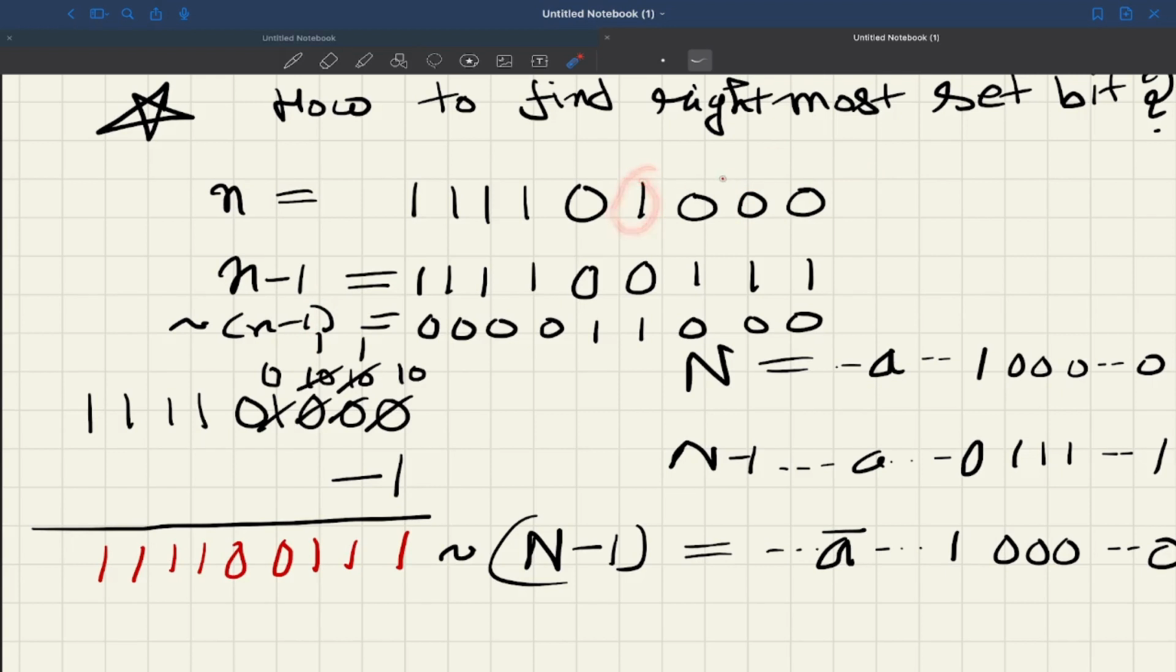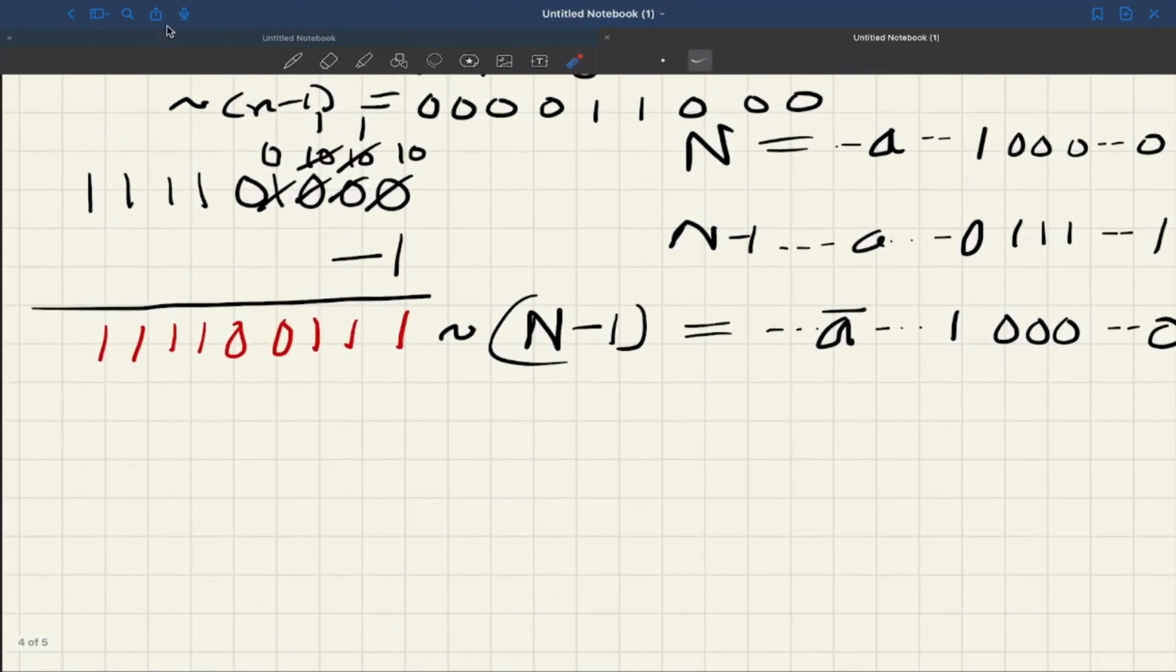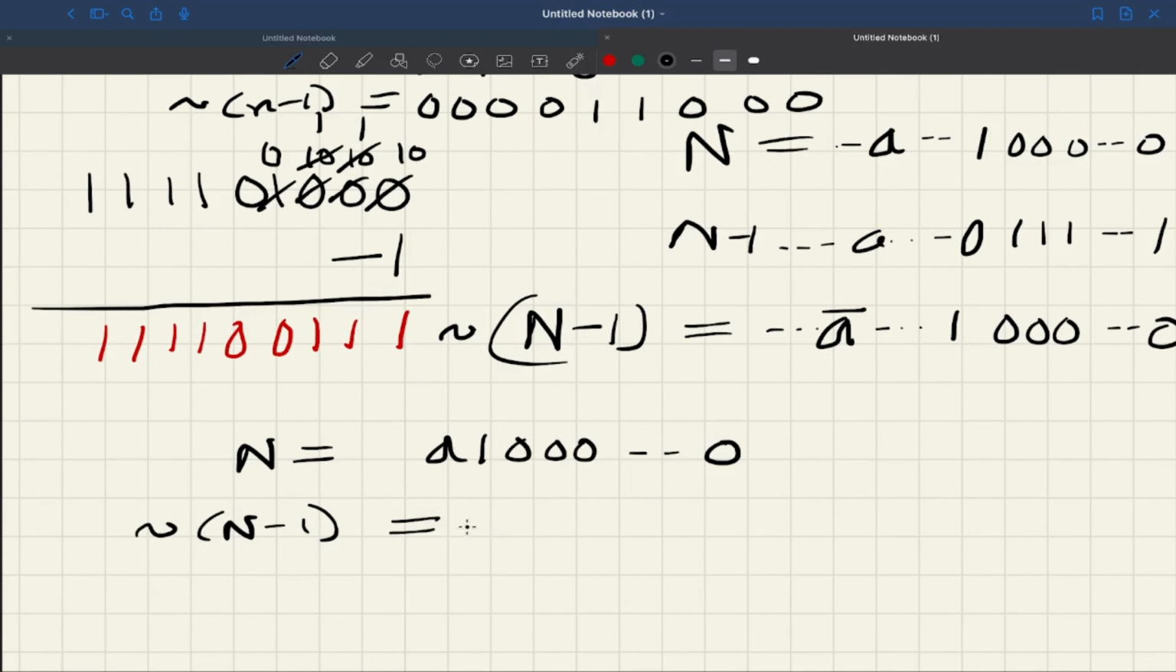So before this one, all the bits after this one are 0, and they are 0 in the negation of n minus 1 also. And before this one, whatever bit I have here will become complemented in the negation of n minus 1. So in general, I can say that any number n of the form a 1 0 0 0 will have its negation of n minus 1 be a complement 1 0 0 0.